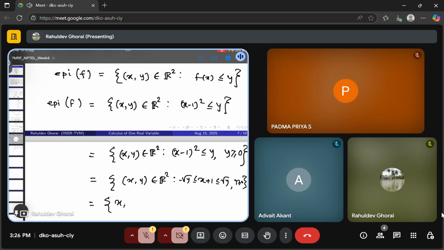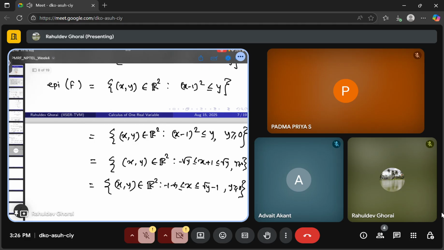Mainly, all those (x, y) in R2 such that x is less than or equal to square root y minus 1, and minus 1 minus square root y, where y is greater than or equal to 0. That will be the epigraph of the function. So using the epigraph, people can find some other properties maybe. So that's why that is important here.